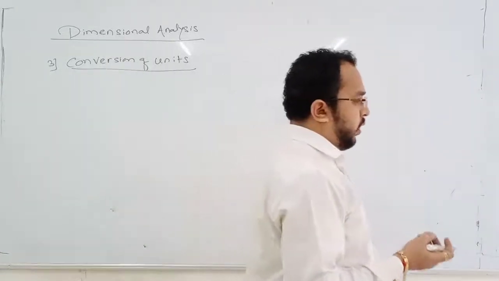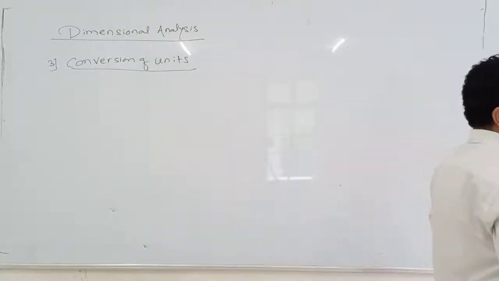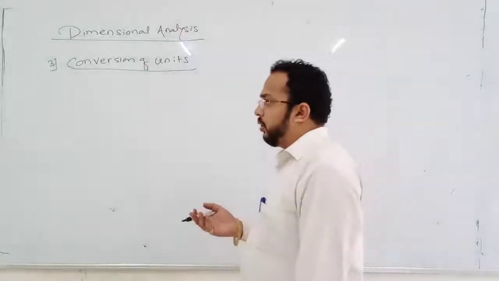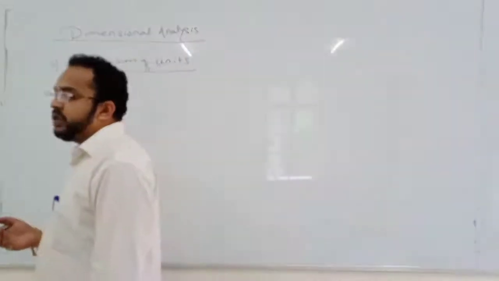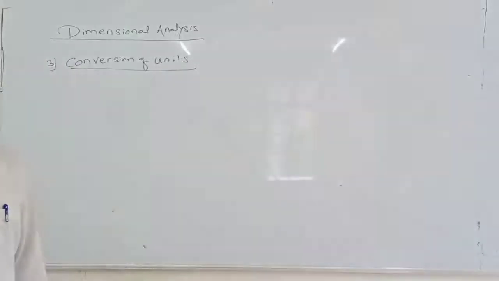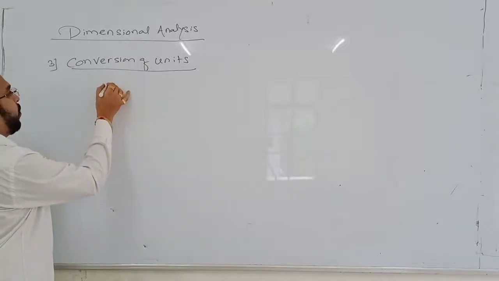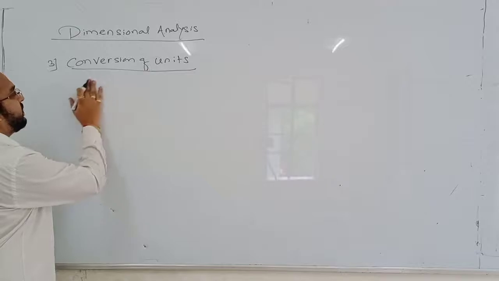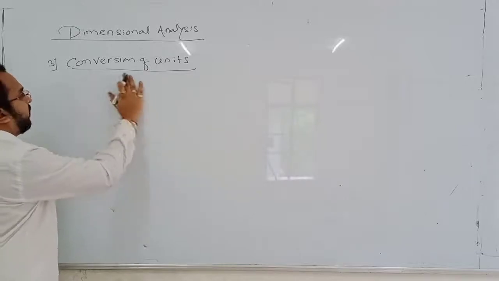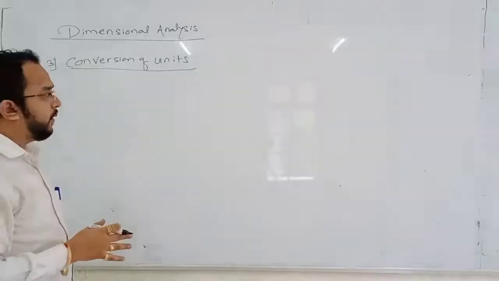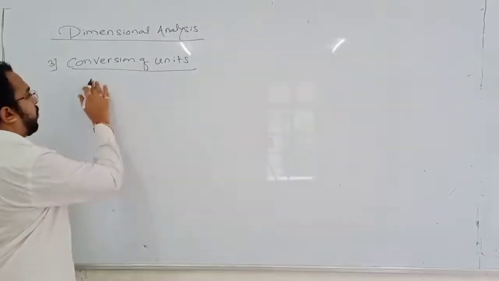Our CGS unit of energy is erg. So 1 joule is equal to how many ergs? So we will convert this. We know basic quantities, okay? That you must know: centi, deci, milli, kilo. Now, what you have to write?